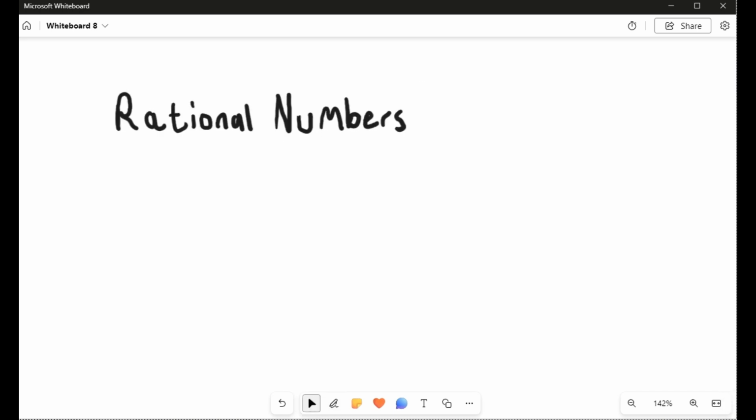Rational numbers have three main types that are categorized as rational. The first type is fractions. Fractions are our first type of rational number. Let's take a look at an example of a fraction. We're going to look at the number 3/4.